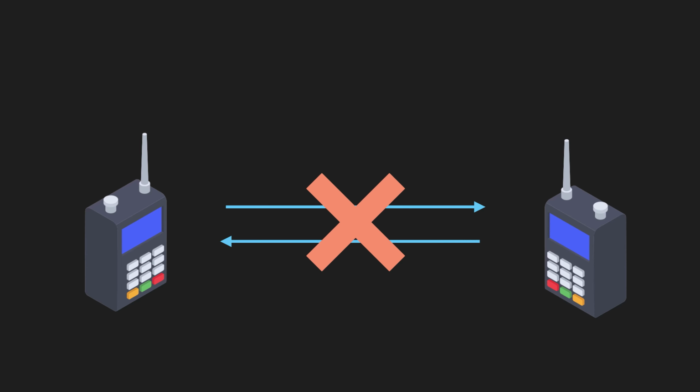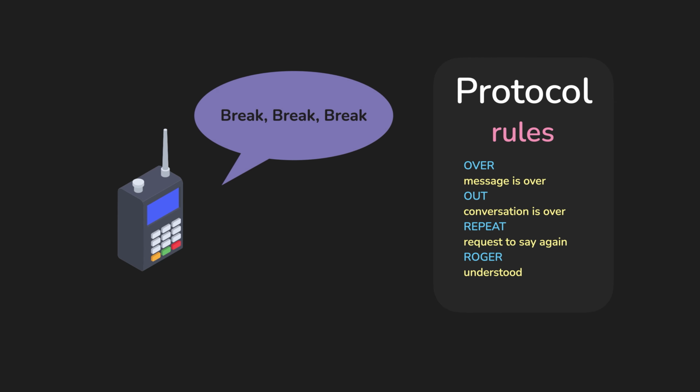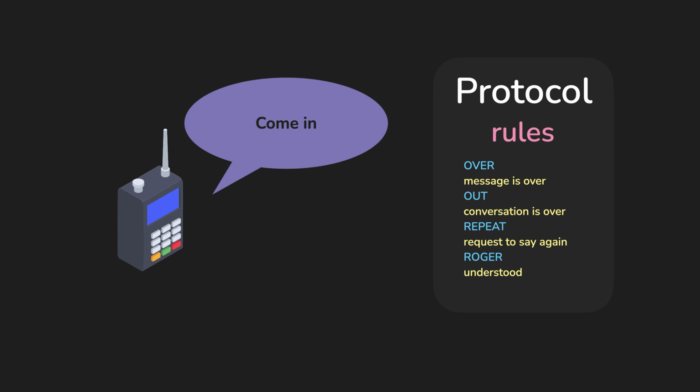Another good example of a protocol is the way we speak with walkie-talkies. With the two-way radio, we cannot speak at the same time, so we have an agreed rule like saying "over" to let the other person know that your message has finished, or saying "out" to let the other person know that the whole conversation has finished. These terms, along with many other terms, will let the other person know what to do or what the status is.